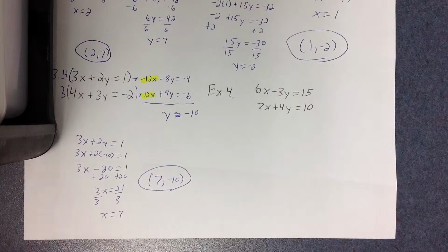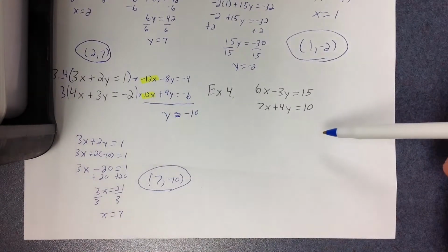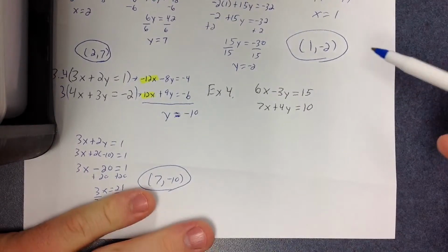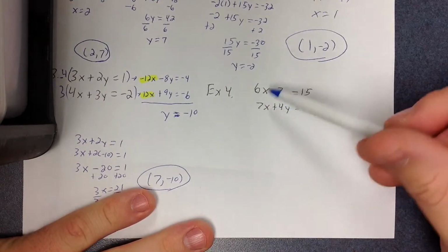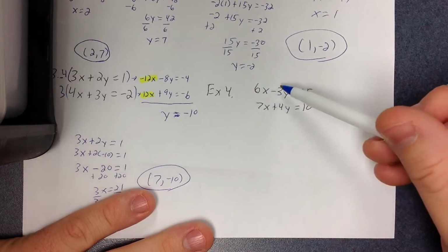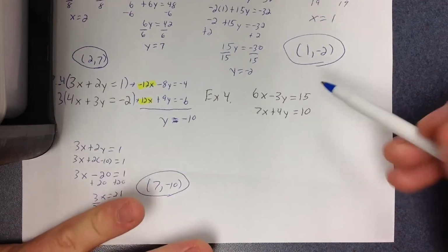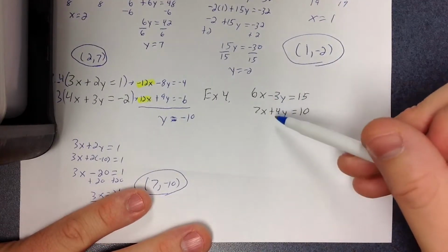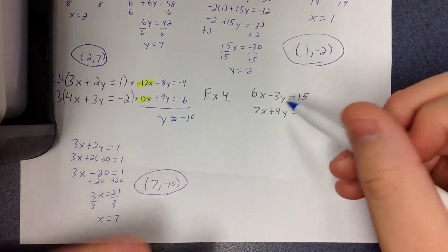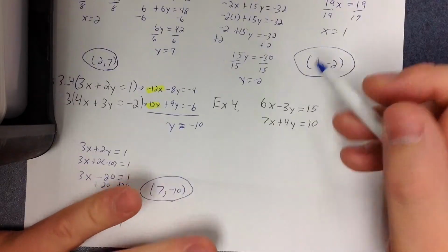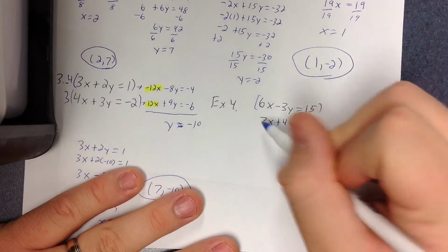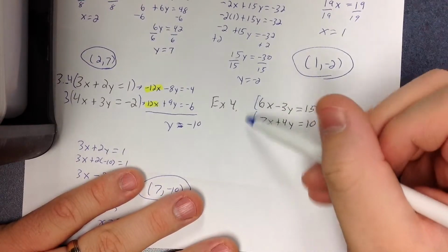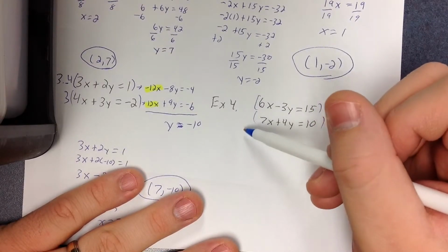Okay, the fourth example, 6x minus 3y equals 15 and 7x plus 4y equals 10. Again, I don't have opposite numbers. 6 doesn't go into 7, 3 doesn't go into 4. But I do have opposite signs. So I like to, if I've got opposite signs, get rid of those variables.